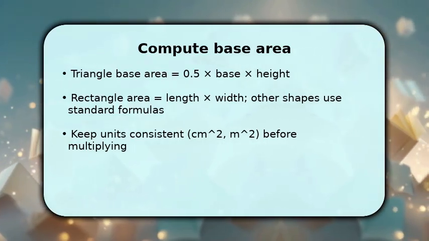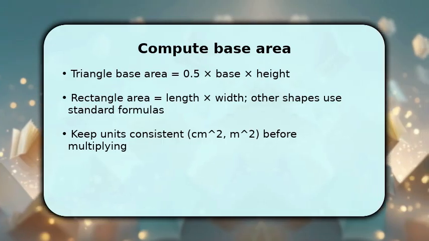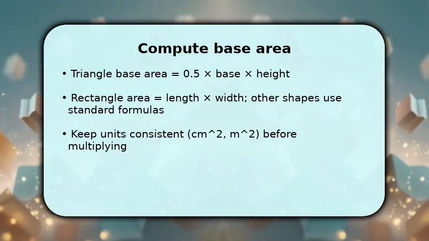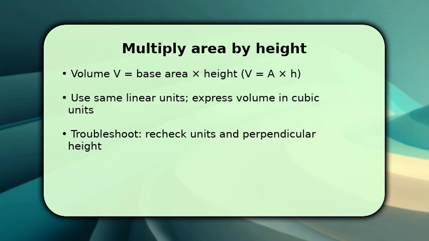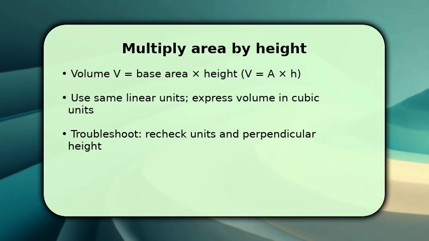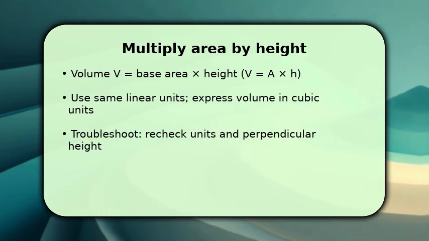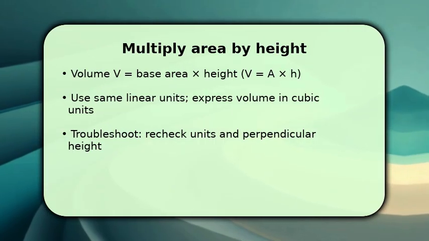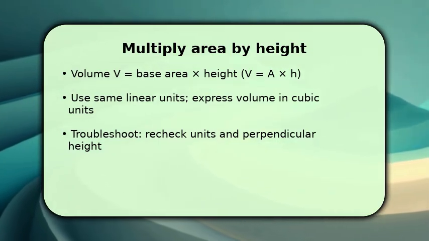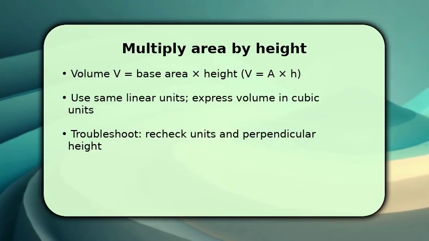Make sure to simplify fractions or decimals, so the area is a clean value. Finally, multiply the base area by the prism height to get volume. V equals A times h. You multiply a square unit area by a linear unit, producing cubic units, so report m3, cm3, etc. If your base area was in square centimeters and height in meters, convert one so both match before multiplying.